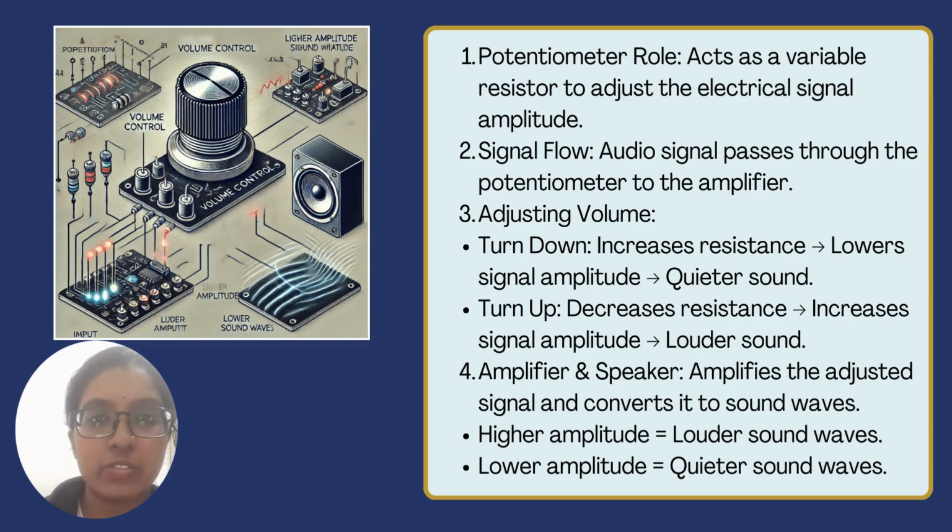Higher signal amplitude, louder sound. When the resistance is low, more of the electrical signal is allowed to pass through to the speaker. This increases the amplitude of the signal, producing louder sound. Lower signal amplitude, softer sound. When the resistance is high, less of the electrical signal passes through. This decreases the amplitude of the signal, resulting in softer sound. By varying the resistance, the potentiometer effectively controls the electrical energy sent to the speaker, which determines the loudness of the sound it produces. That's all from me.